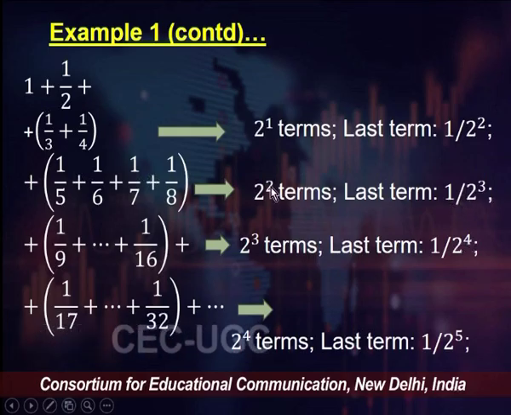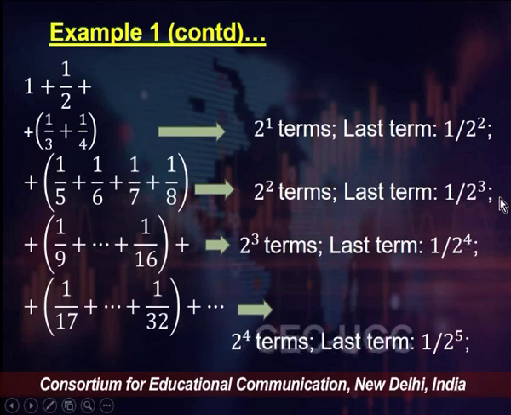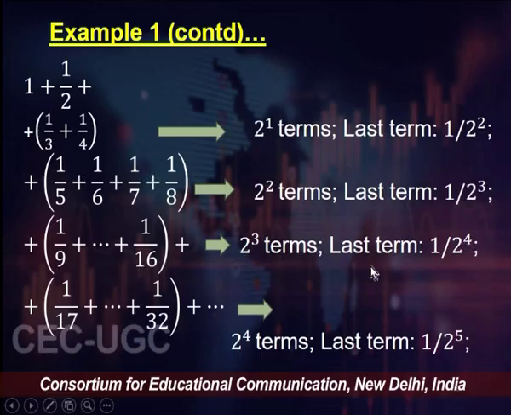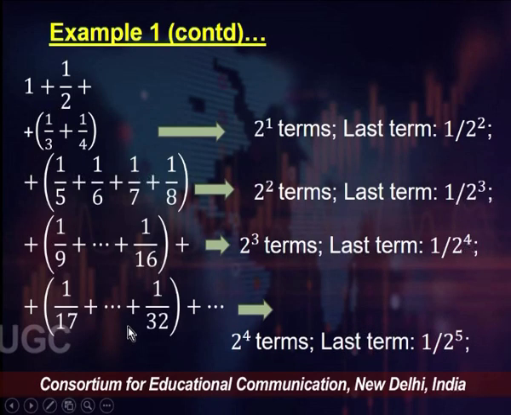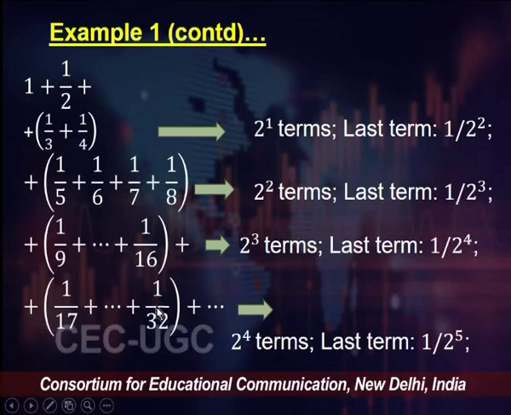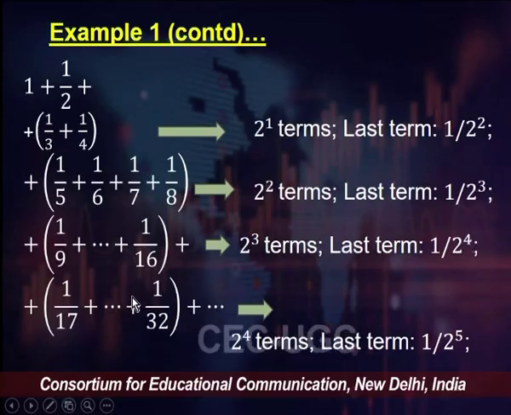So when I have 2 squared terms in the denominator, I will have 2 cubed. Similarly, 1 by 9 to 1 by 16, I have 2 cubed terms, 8 terms, and then in the denominator I will have 2 to the power 4. So, the last term will be 1 by 16. I hope you are getting the pattern right, and in the last set of parentheses that I have formed here, obviously it is an infinite series, but for the fourth set of parentheses I have 2 to the power 4 terms, and the last term is 1 by 2 to the power 5, which is 1 by 32.